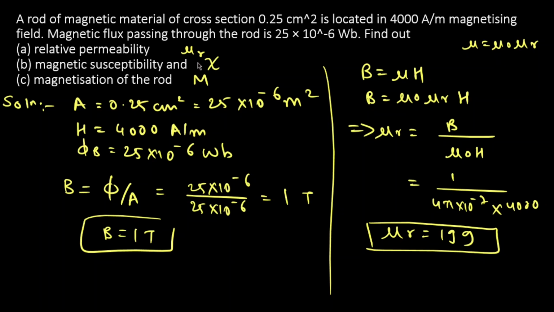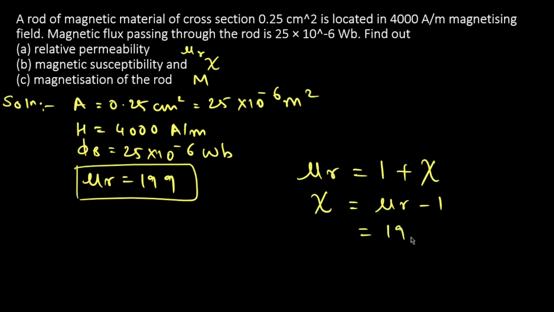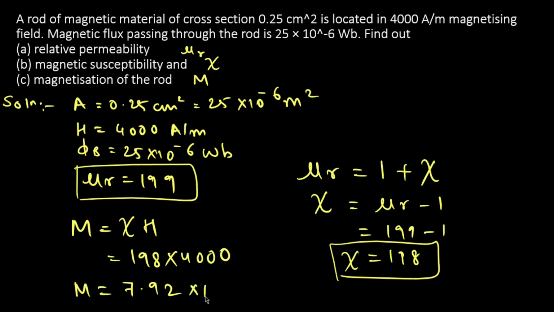So next thing is magnetic susceptibility. So we know one formula, that mu r is equal to 1 plus chi, that is the magnetic susceptibility. So which implies chi will be equal to mu r minus 1, that is 199 minus 1, which is equal to 198. So this is the magnetic susceptibility. Third thing we need to calculate is magnetization of the rod. So the magnetization M is given to us as susceptibility into magnetizing field, which is equal to 198 into 4000, which comes out to be 7.92 into 10 raised to 5 ampere per meter. So let's look at the next one.